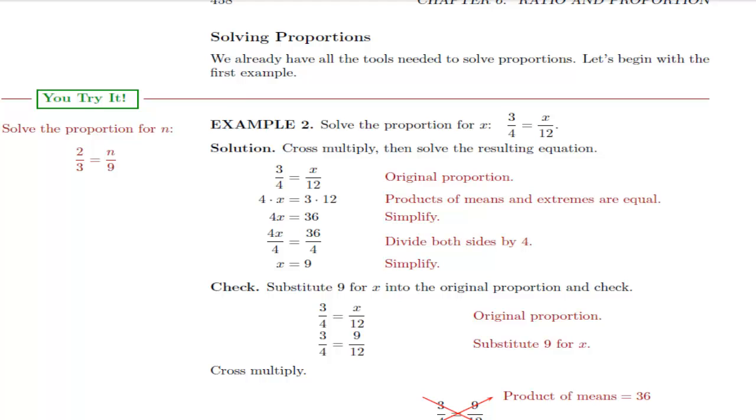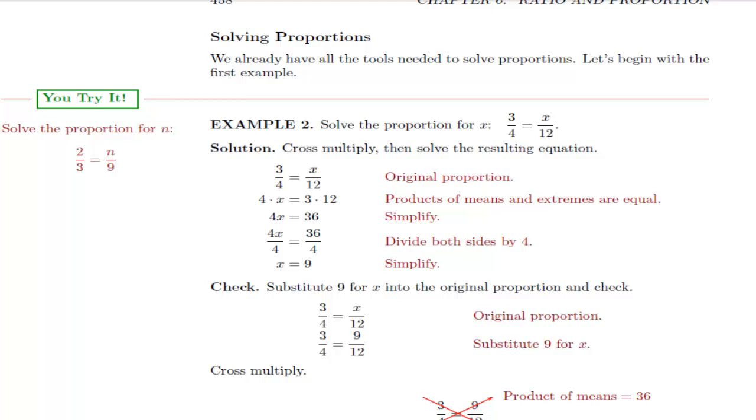Example 2. Solve the proportion for x in the equation 3 over 4 equal to x over 12. Solution. Cross multiply, then solve the resulting equation. We have the product of 4 and x equals the product of 3 and 12. On the left, the product of 4 and x is 4x, and on the right, the product of 3 and 12 is 36. To solve for x, we will divide both sides by 4.